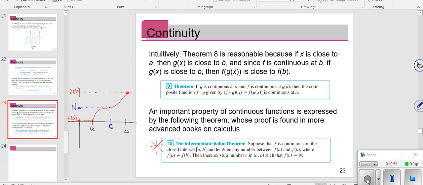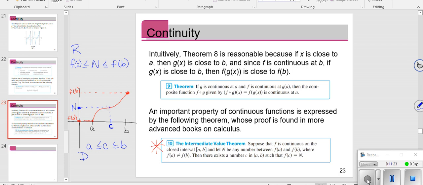So again, we start at an A, we go to a B, there has to exist a C somewhere between A and B so that the value of the function is n. So n has to be between f of A and f of B, and C has to be between the values A and B. So this is the domain, this is the range. That's kind of what they're saying.